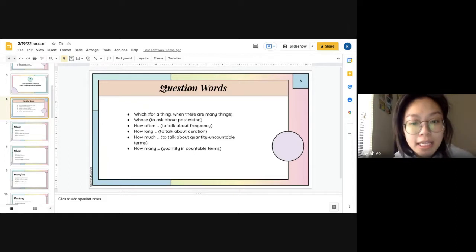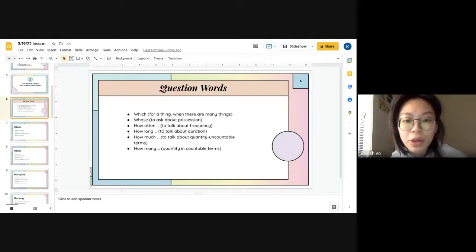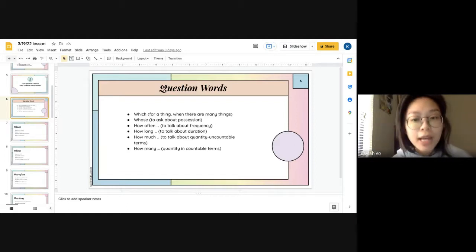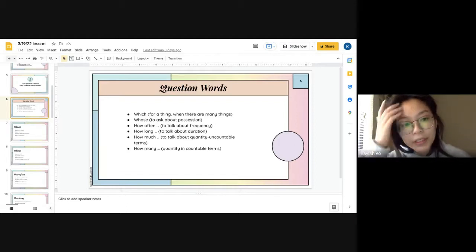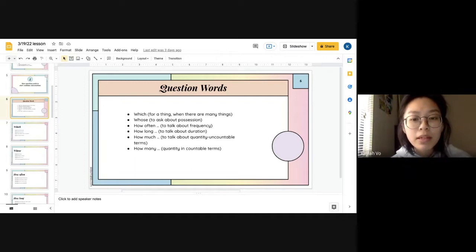So I explained it like this: how much is for uncountable terms, like how much creamer would you like in your coffee? You don't really say, oh, I want exactly 3 tablespoons. And how many is for countable terms. How many apples did you buy? I bought 5 apples. Giving him the definitions of each one and then giving him examples has helped him a lot with understanding the differences.